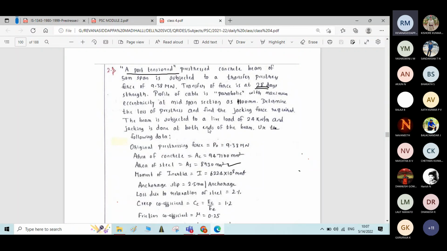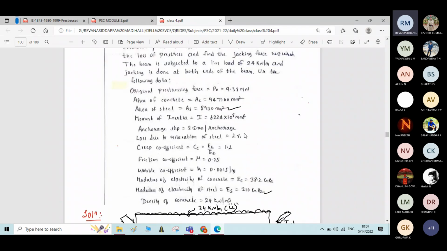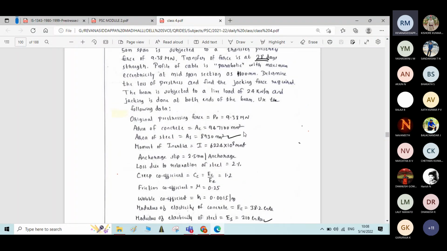The beam is subjected to live load. Live load is given as 24 kilonewton per meter. And it is said that the jacking is done at both ends of the beam. Okay. And the relevant data required for the calculation is given. All the constants, the material properties, sectional properties, everything is given. Just you need to calculate different types of losses. Adding all together, you will get the total loss, and you can calculate the percentage loss.